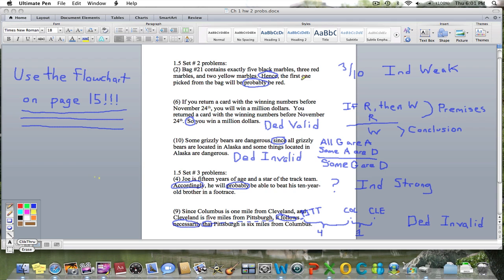We look at the numbers here. We get 10 marbles total. What are the odds of one picked at random being red? Since there are 3 red ones, 3 out of 10. Less than 50%, so that's inductive weak. I guess I marked a little bit.